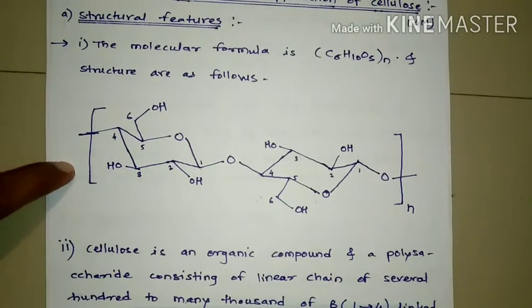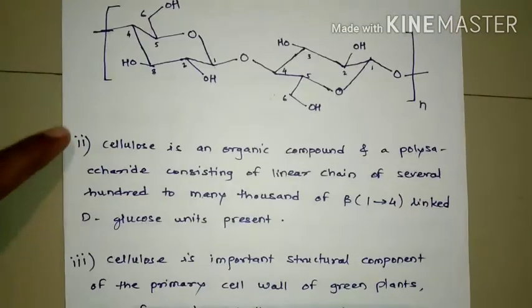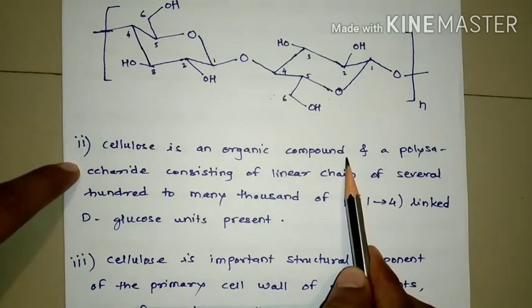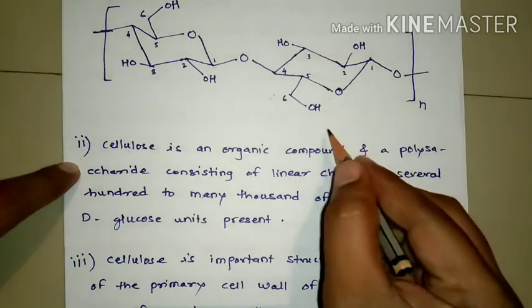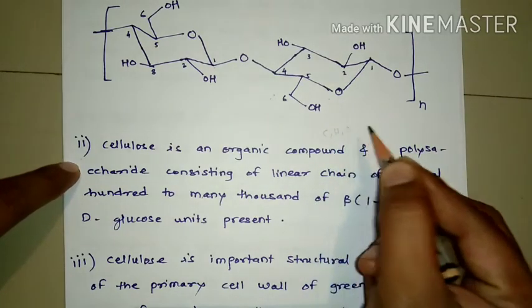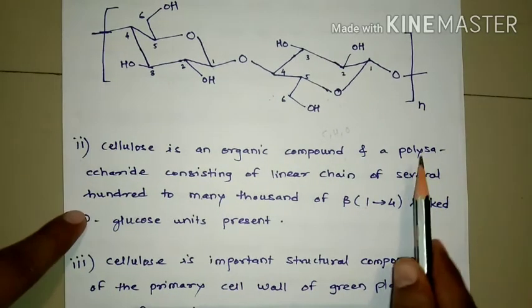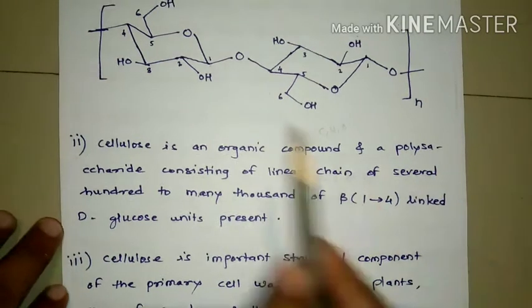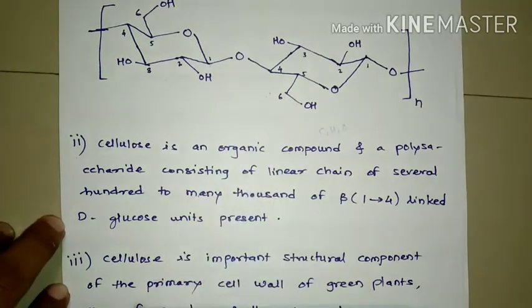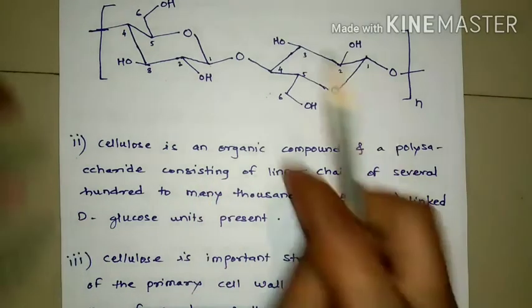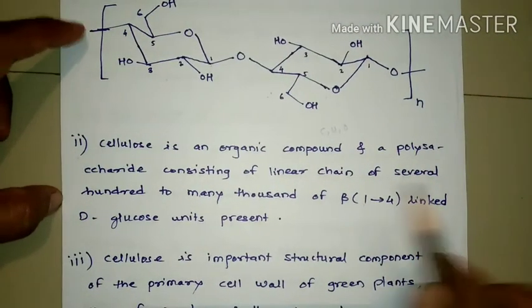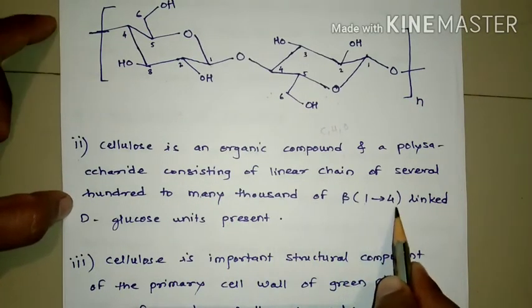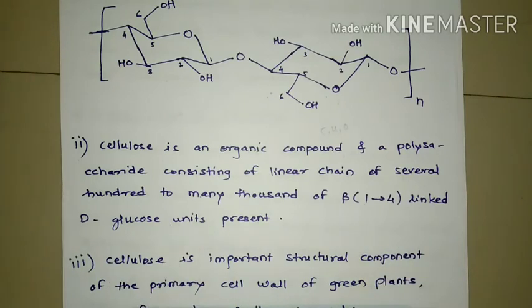The explanation of the structure is as follows. Second point, cellulose is an organic compound. Why is it an organic compound? Because of the presence of carbon, hydrogen and oxygen, and it is a polysaccharide. Why is it a polysaccharide? Because more than 2 glucose units are present in the structure, consisting of a linear chain. This is a linear chain molecule of several hundred to many thousand beta 1,4 linked D-glucose units.